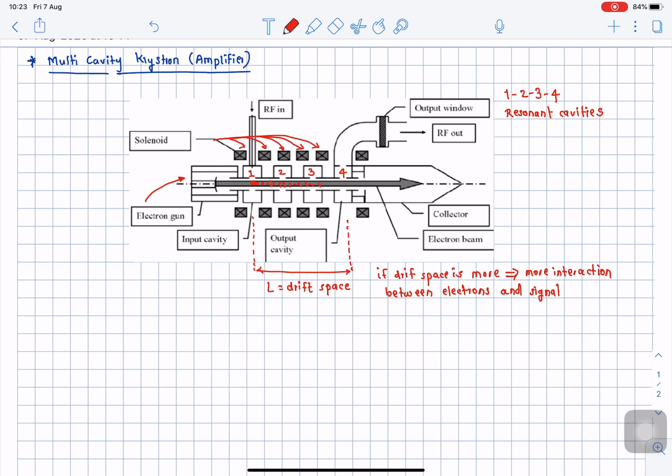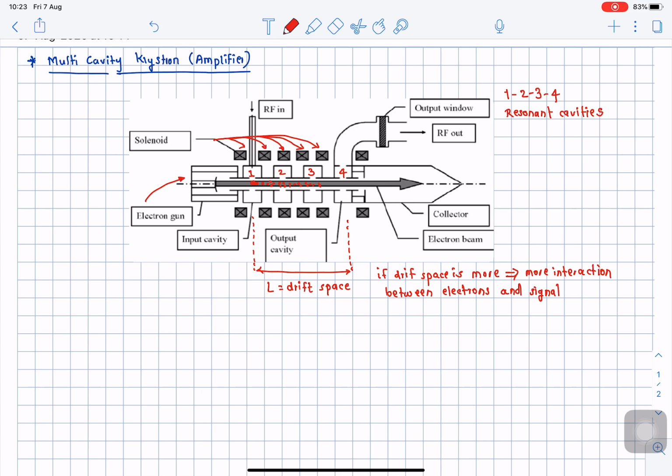As there will take place a large amount of interaction between the signal and electrons, more bunches are going to form, and these bunches are adjusted such that when they arrive at the last cavity, the phase of the micro signal will be adjusted negative going, such that the maximum formed bunches will give up the energy to the micro signal, and thus the micro signal appears largely amplified at the output of the last cavity.